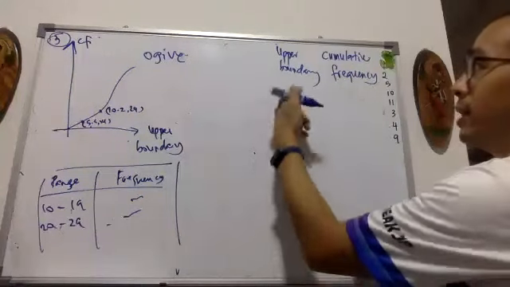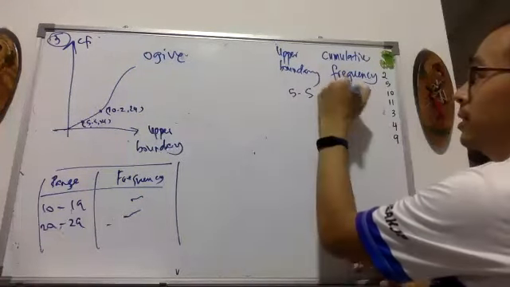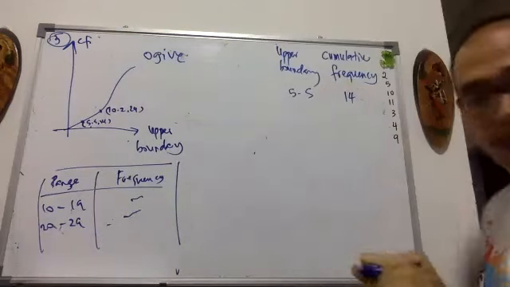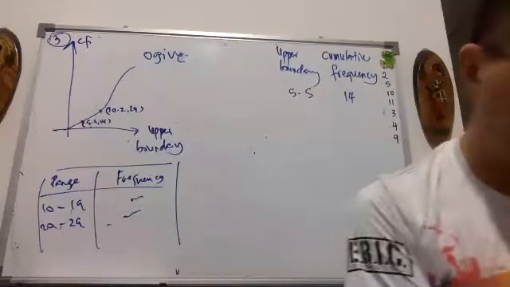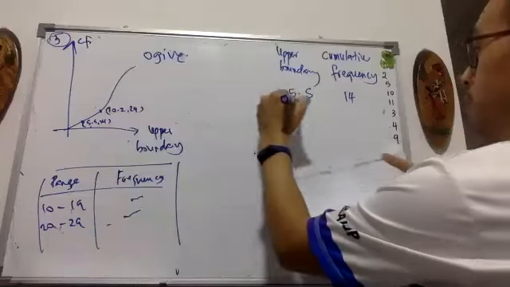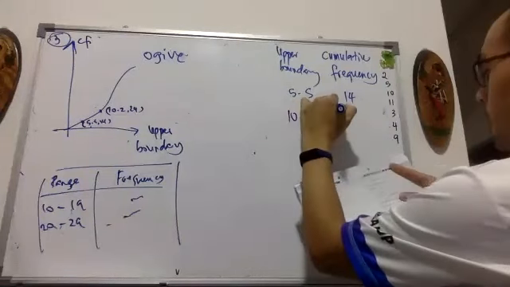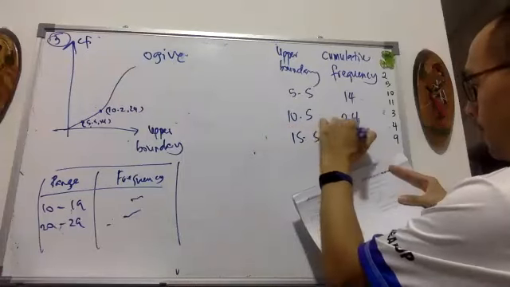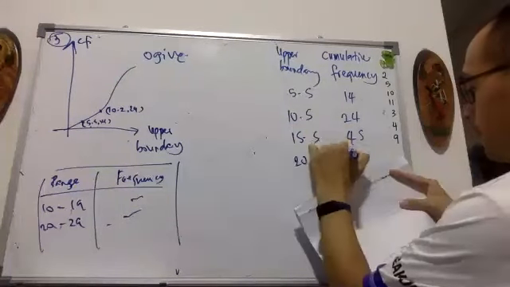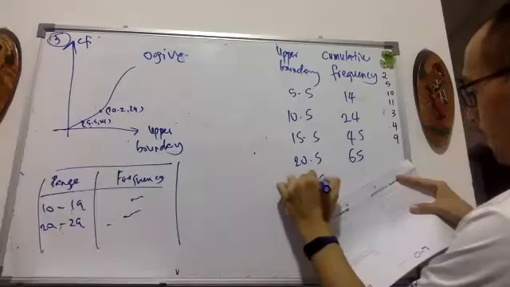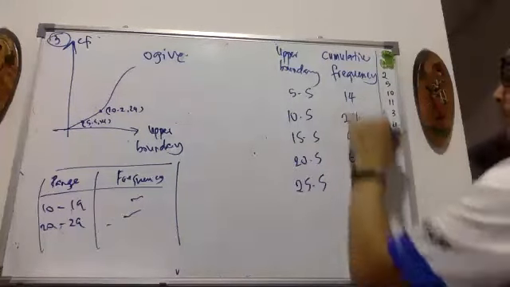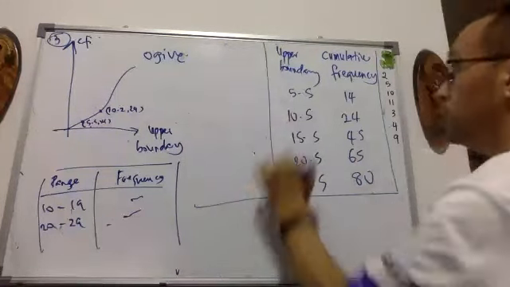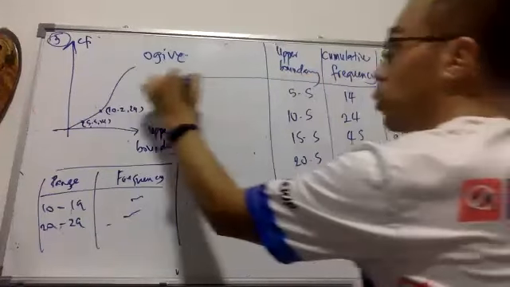Okay, the data is given now. Upper boundary is 5.5. The cumulative frequency is 14. Okay, then after that, upper boundary is 10.5. Cumulative frequency 24. Upper boundary is 15.5, 45, 20.5, 65, 25.5, 80. Okay, now what we're going to do is we're going to work our way back.